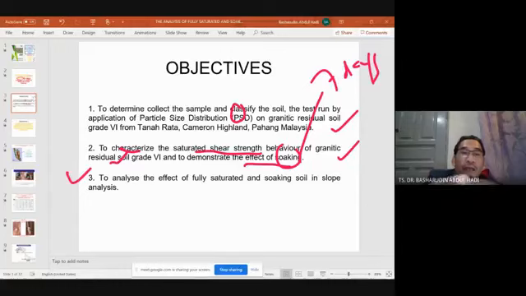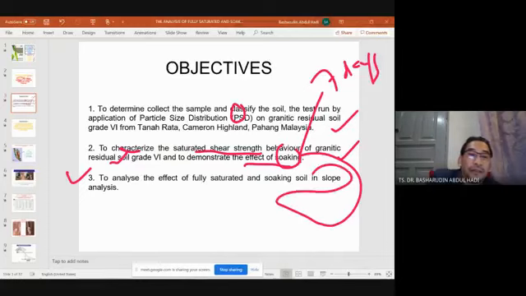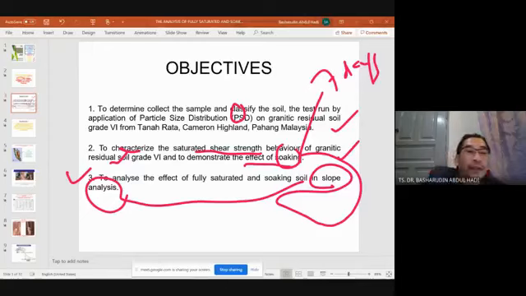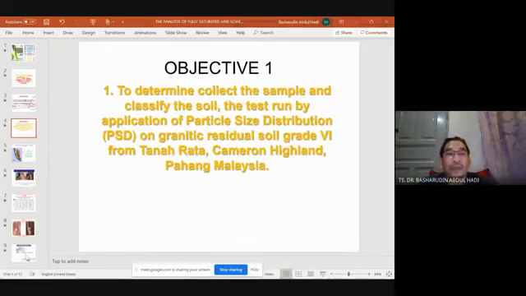And the third one is to analyze the effect of fully saturated and soaked soil in slope analysis. We want to see whether the soaking affects the slope analysis. Is there any significant difference? Alright, for objective number one, again, using PSD.